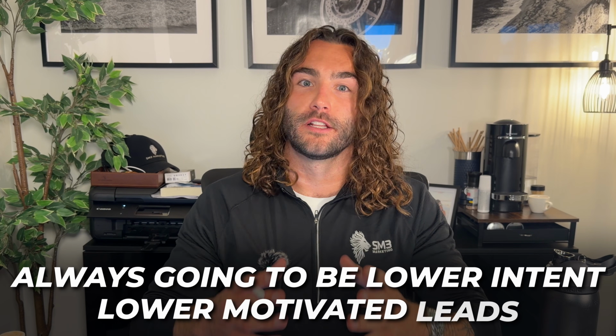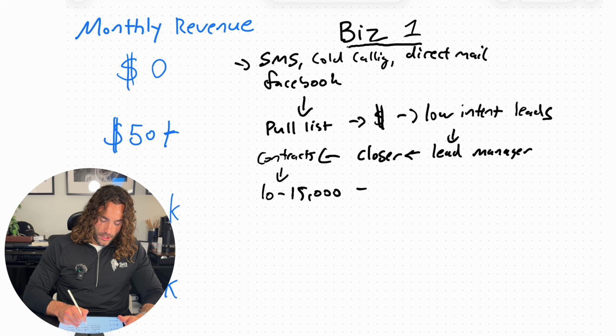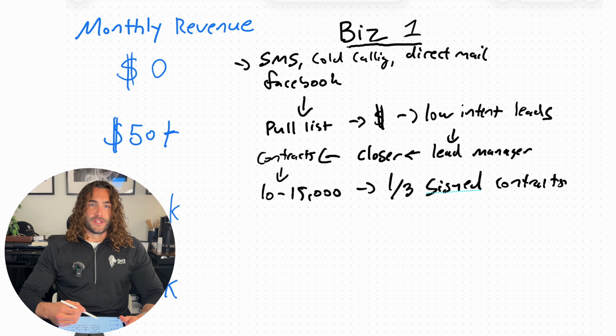Now for this video, I'm gonna assume you've already watched my video breaking down the difference between intent-based marketing and disruption-based marketing. It's very important you understand that no matter how good you are at running any of these other channels, because of the intrinsic properties of disruption-based marketing, meaning you disrupted someone during their day, they're always going to be lower intent, lower motivated leads, which leads to smaller deal size and higher contract fallout. So of these contracts, we're gonna assume you close 1 in 3 of the signed contracts you get. This business typically grows to 50 to 100,000 a month.